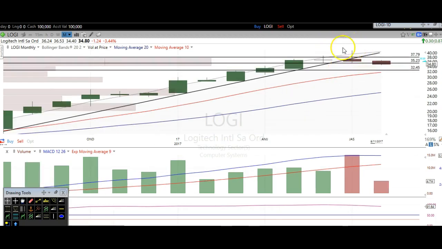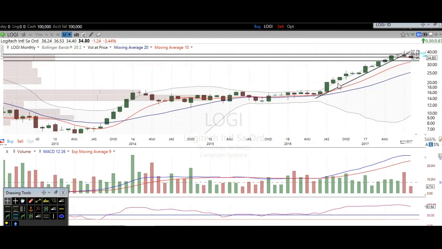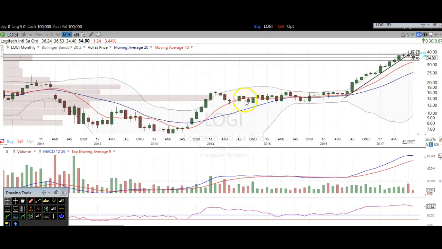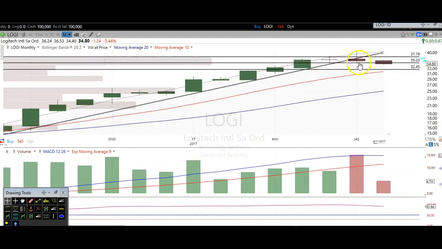So this is the first inverted hammer candle that we've had on Logi, pretty much ever. Here's one right here, 2012. You can see we had that inverted hammer, and then we headed lower. You can see right here we've got an inverted hammer on the monthly chart. It traded sideways and then down big time. So here we've got that big inverted hammer, and you can see it did so on heavy volume.